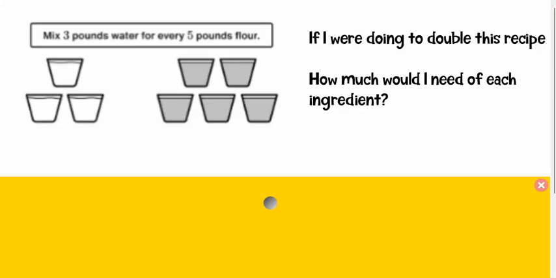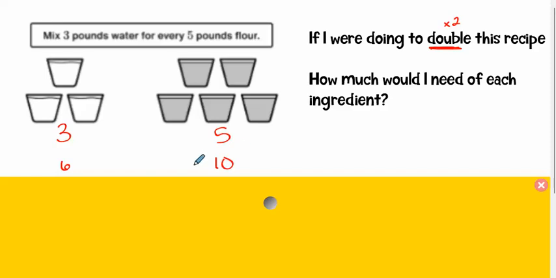So let's say this is a recipe. A big catering company is making bread, and they need to mix 3 pounds of water. Oh, that's a lot. For every 5 pounds of flour. So this is my water, this is my flour. Okay? So if I were going to double the recipe, remember, double means to multiply by 2. So if I needed to double the recipe, I would simply double each ingredient. Then that would give me 6 and 10.